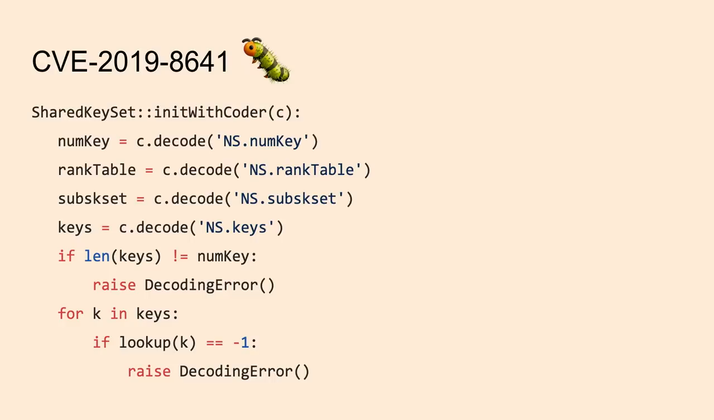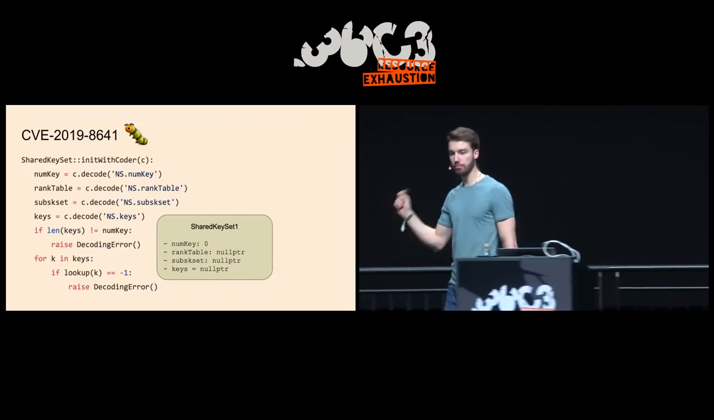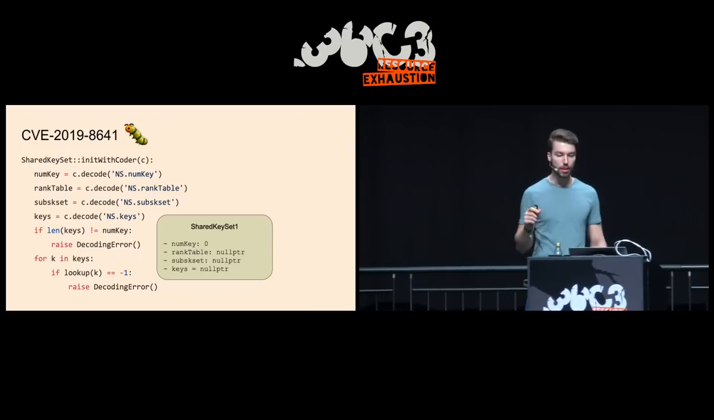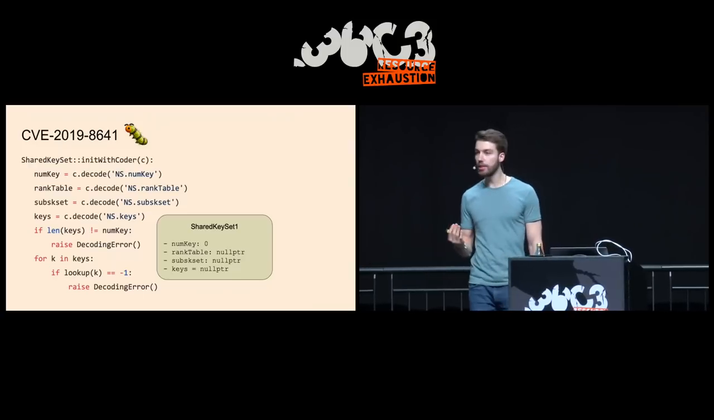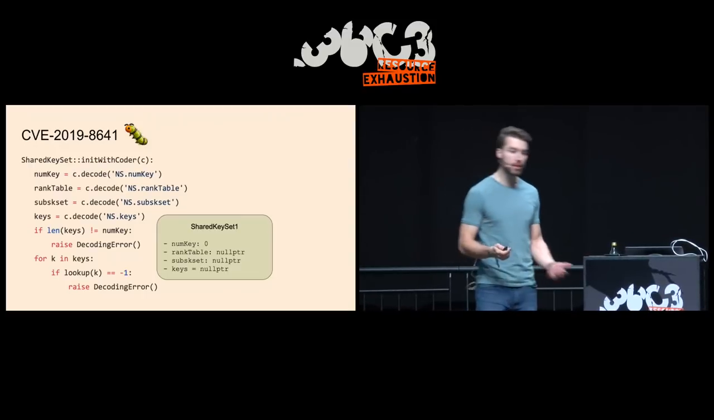It's really just taking the values out of the archive and then storing them as the fields of this shared key set. So I'm going to go through the code here in single steps to highlight what goes wrong, what's wrong with this code. So we start with shared key set 1, which implies there's going to be another one. And at the start, it's all 0 initialized. It's basically being allocated through calloc, so everything is 0.